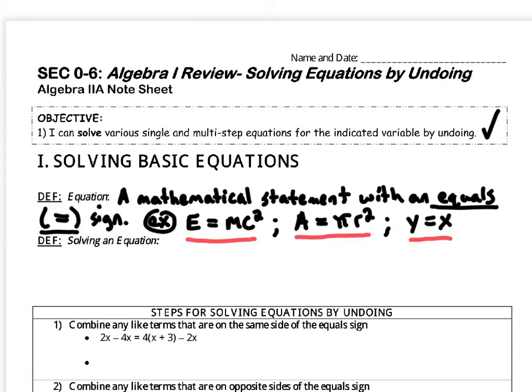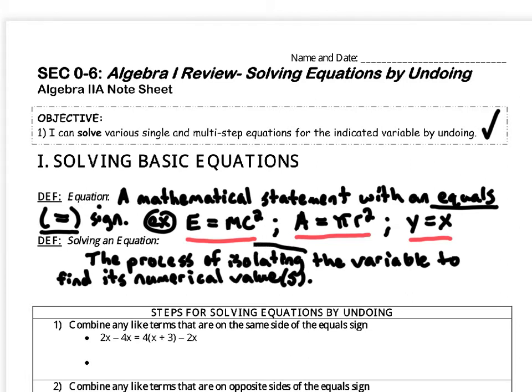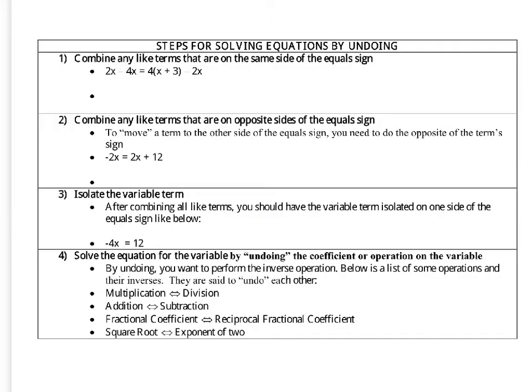However, just make sure that you understand that solving refers to getting that variable alone. So by isolating, I mean alone. The variable needs to be all by itself, and then you are done solving. I've created a little guide here for you that will give you a step-by-step breakdown on how you should begin solving equations when we're undoing.